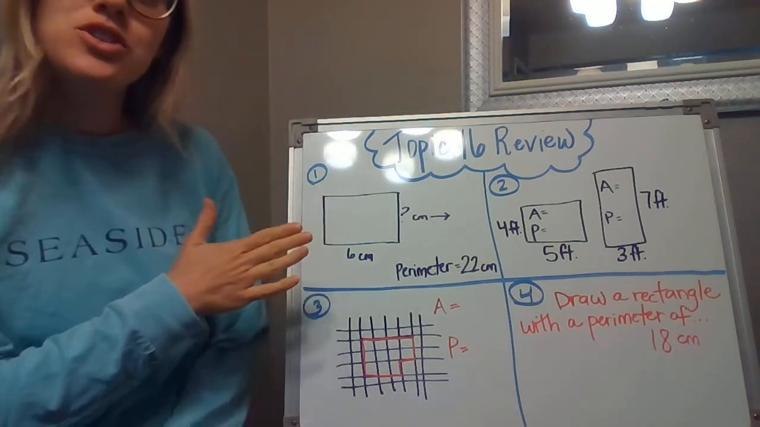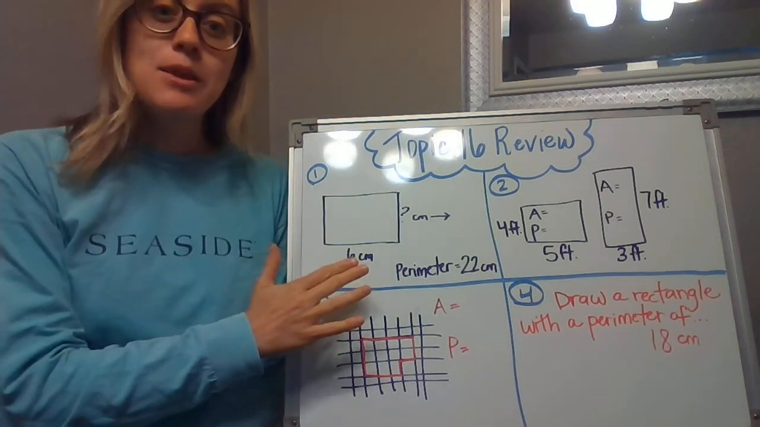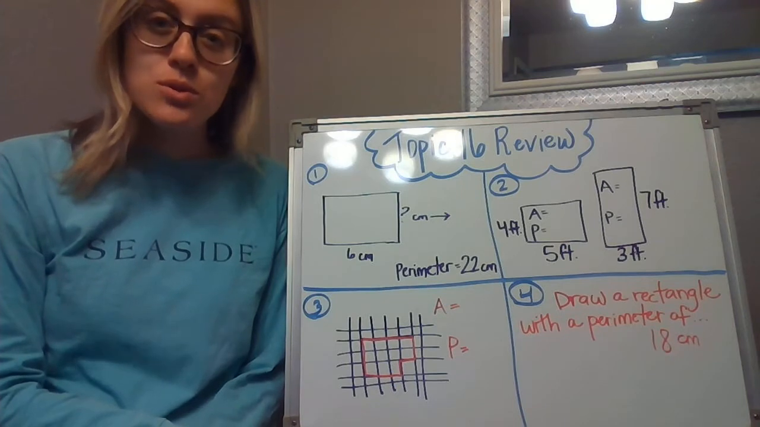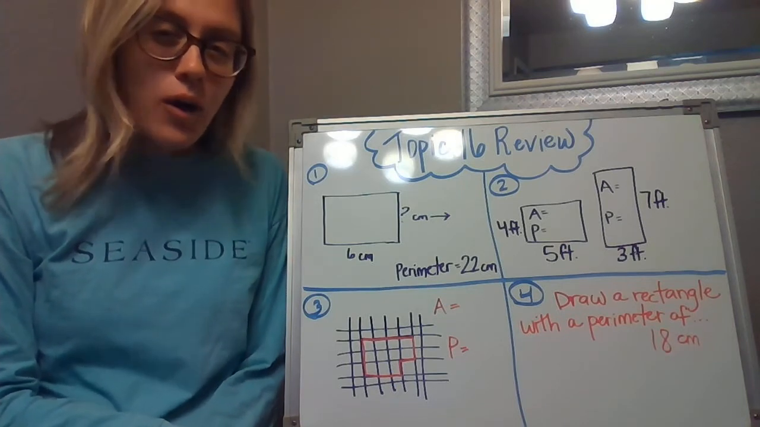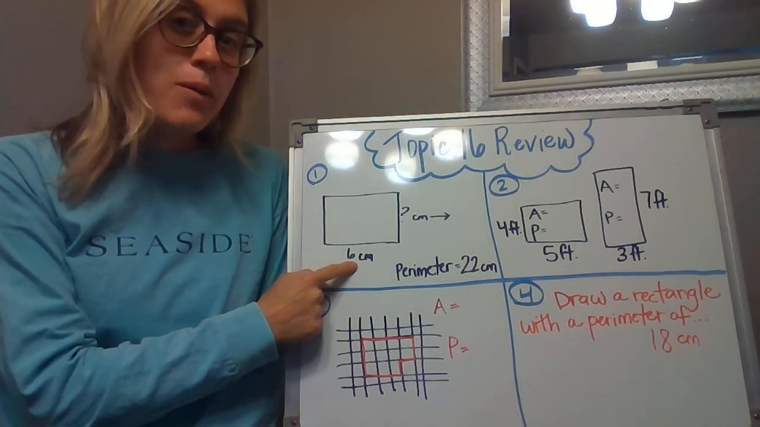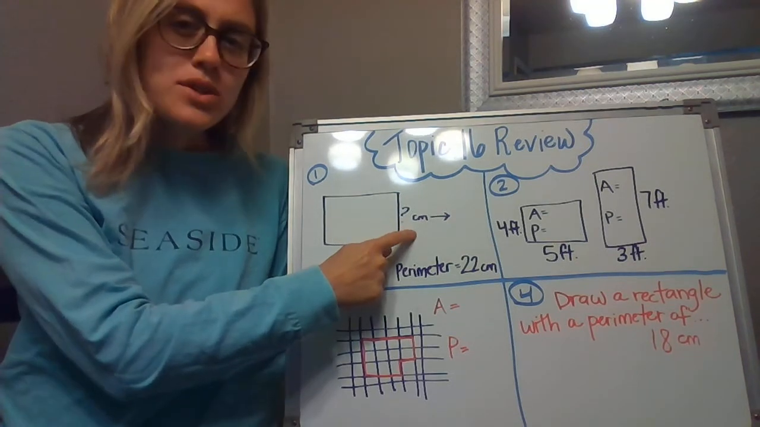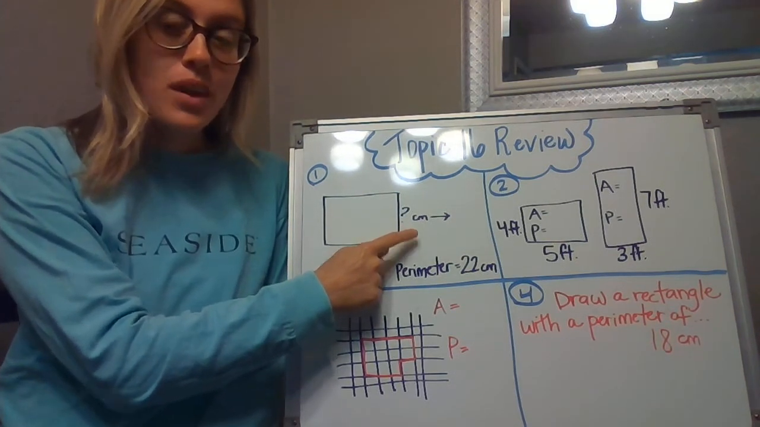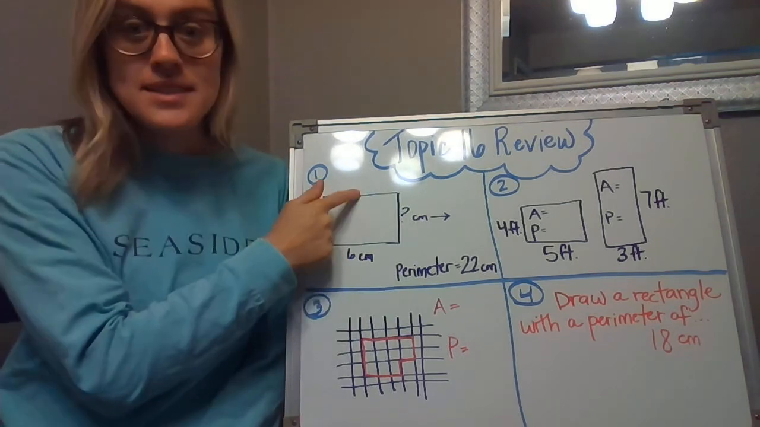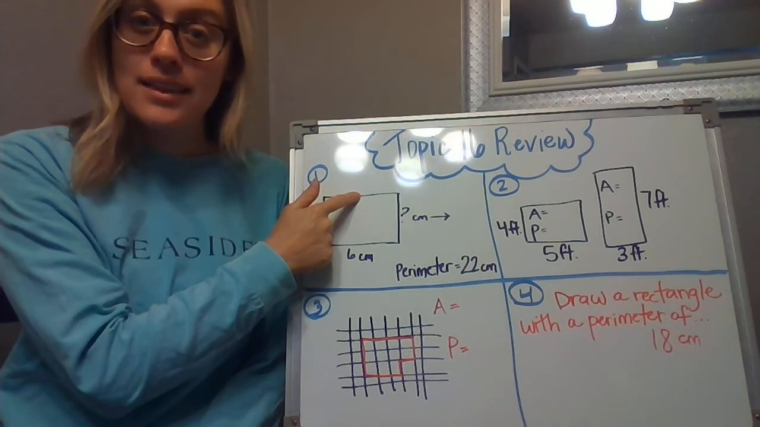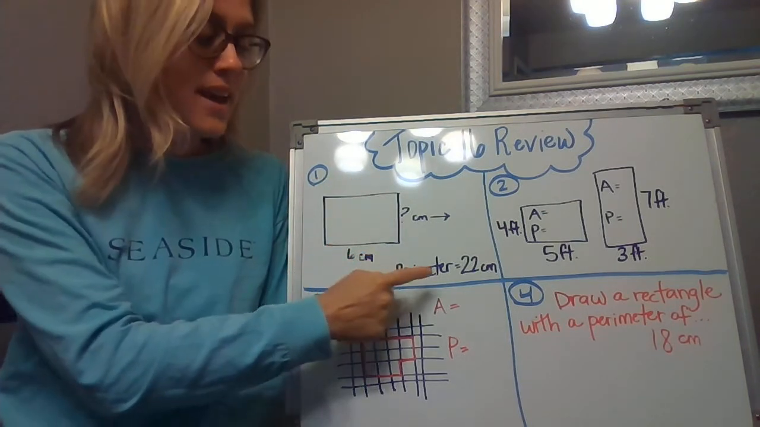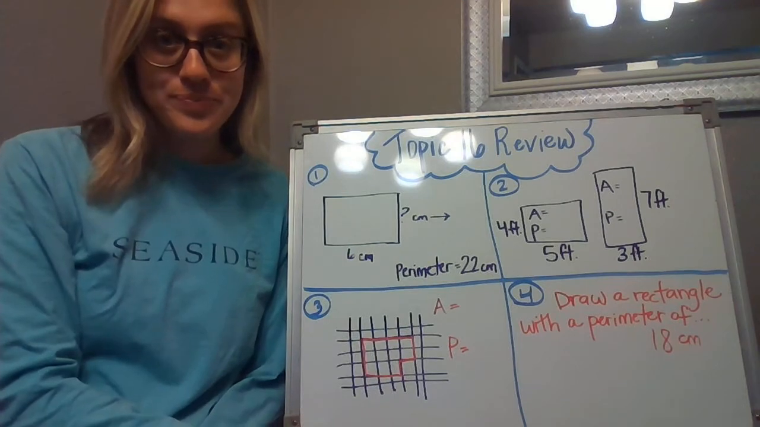All right, so question number 1, it says that the perimeter of this rectangle is 22 centimeters. And all they do is give us one side, and they want us to figure out what our other side is going to be. Now remember what a rectangle is: opposite sides are the same length. So we need to find a way that all 4 of these sides add up to 22.